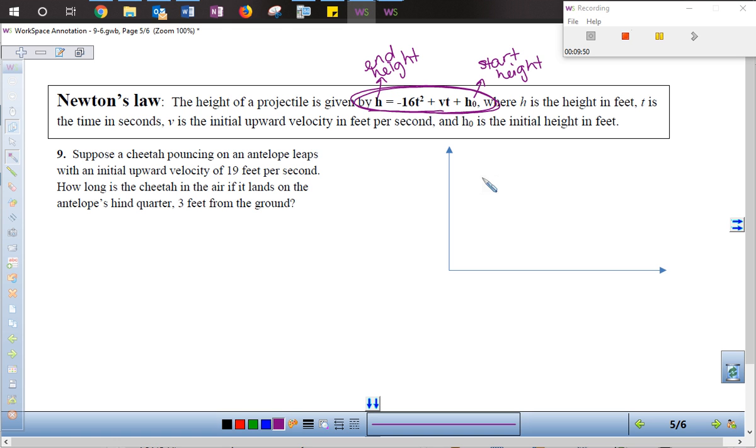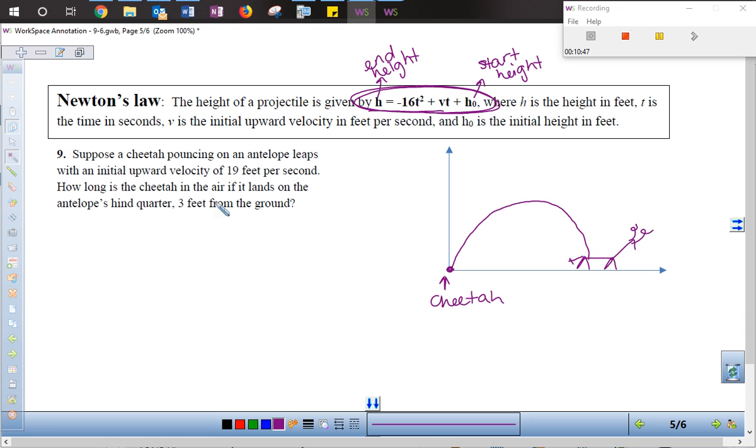Now I don't know about you guys, but I'm not very artistic, so my cheetah is going to look like that. That is my cheetah. If you want to make it more artistic, you do so, but you don't have to. And then over here, I have an antelope grazing on the grass, just minding his own business, living his life. Now the cheetah pounces from the ground and leaps into the air and lands on the antelope's hindquarter. So this is the path that my cheetah is taking.